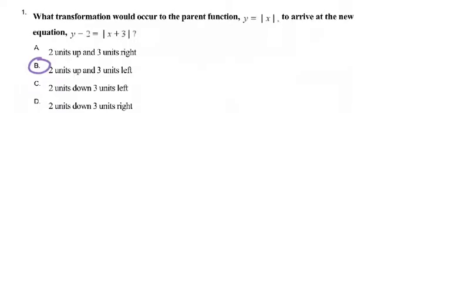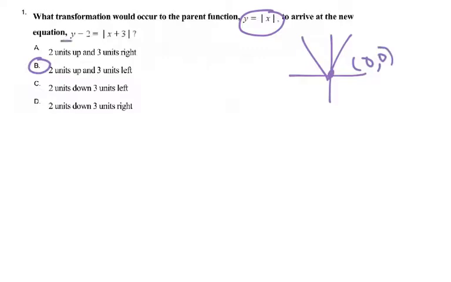Okay, so number 1 was B. What transformation would occur to the parent function? So here's your original. You can graph that. It's a V shape and the center is at 0, 0. And you're at this new equation.